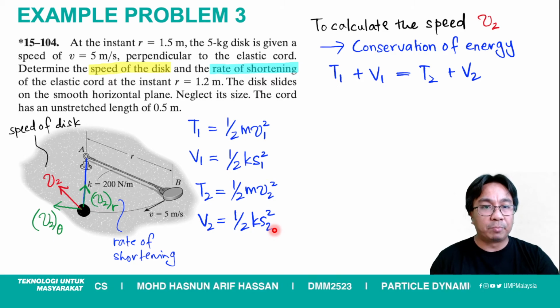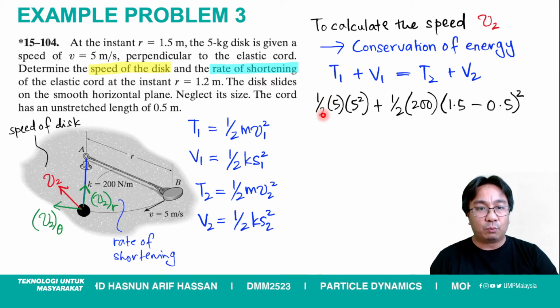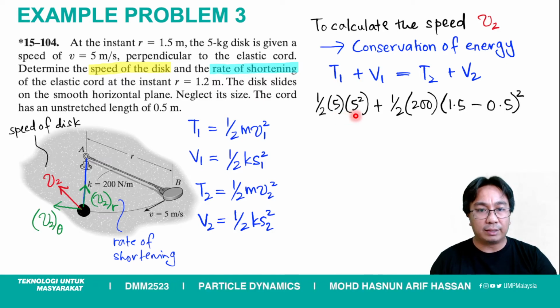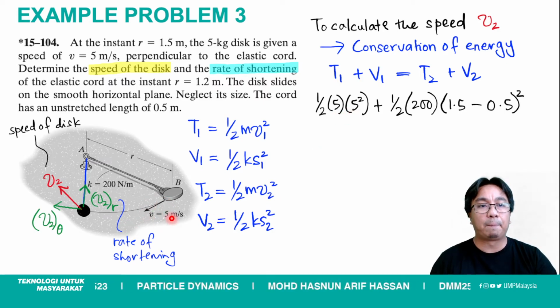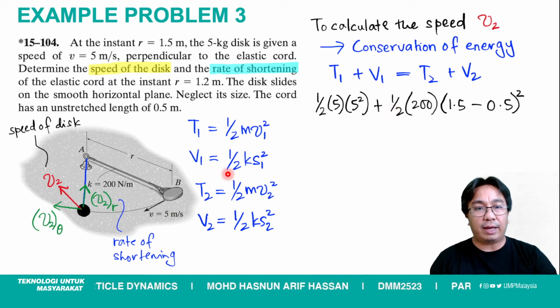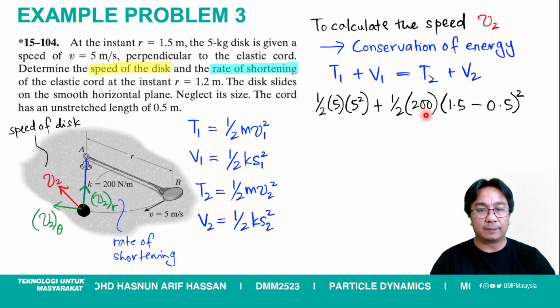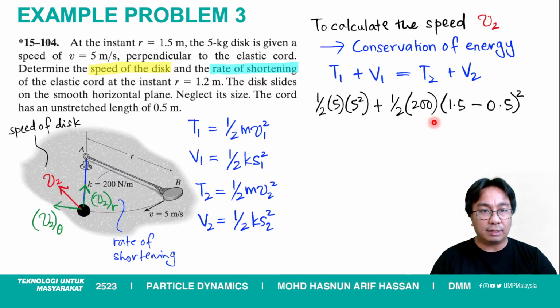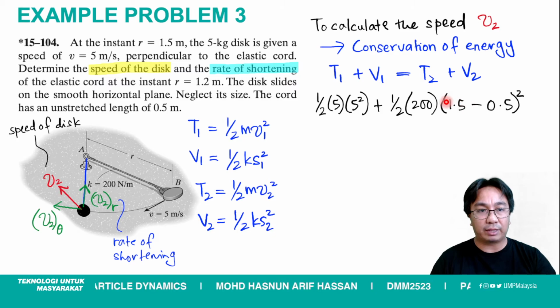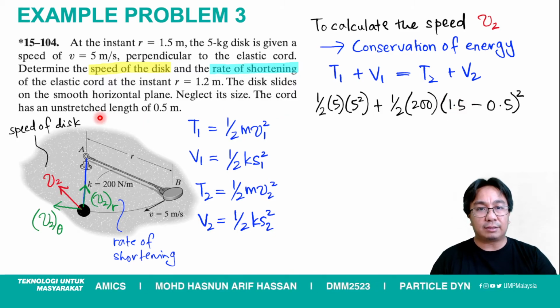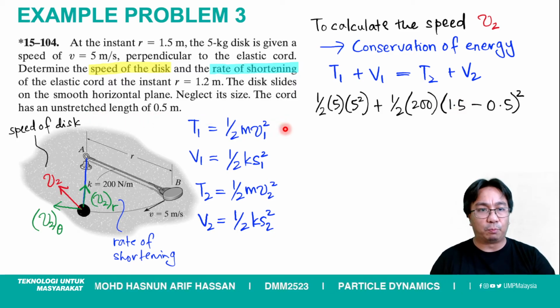T1 is 1/2 times 5 kg times 5 squared. This is the initial velocity, 5, plus half k s1 squared: 1/2 times 200, this is the spring constant. s1 is the initial length, which is 1.5, the length of the cord, minus the unstretched length, which is 0.5. The whole thing is squared.